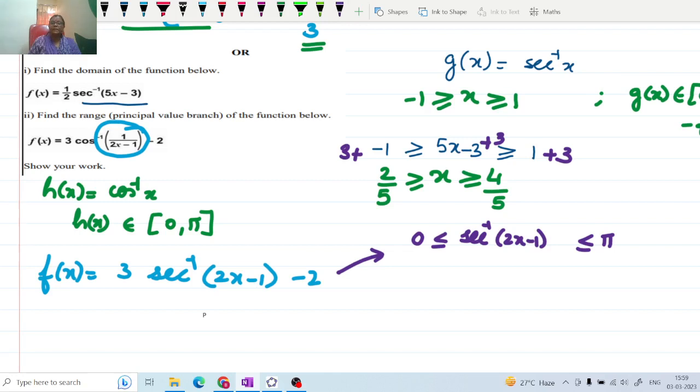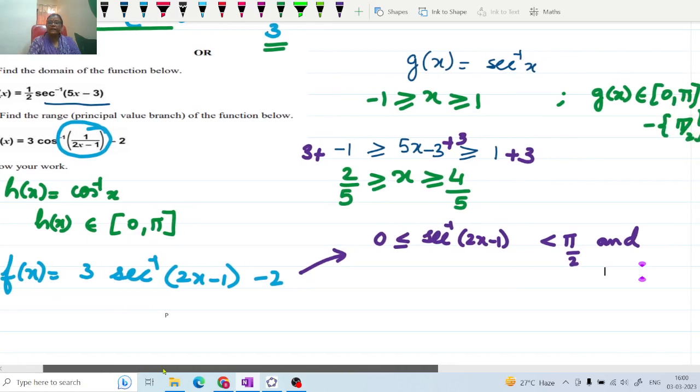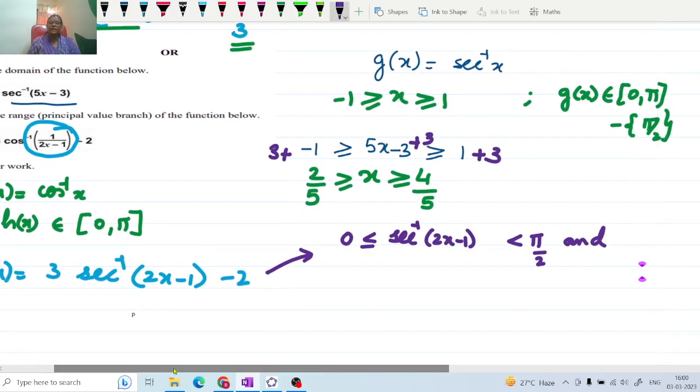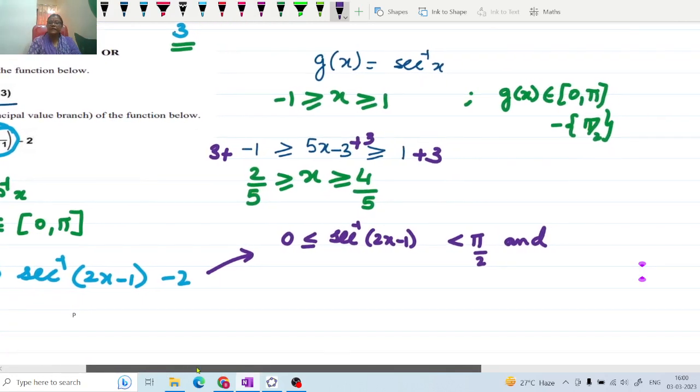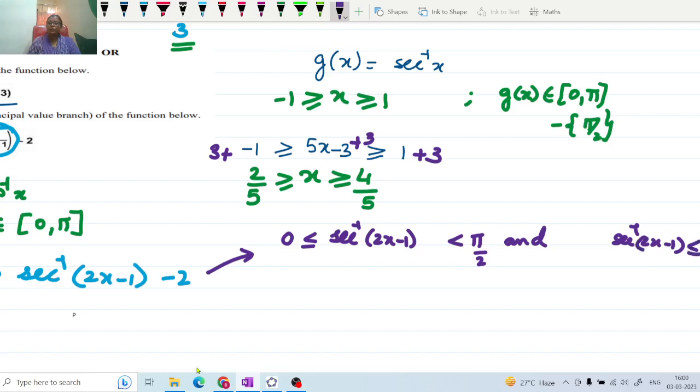So how should we explain this? I prefer to go for this. I'll take it as two statements. One is this statement, and the second statement is that sec inverse of 2x minus 1 is less than or equal to pi but not equal to pi on 2. This is how we should take up the question.